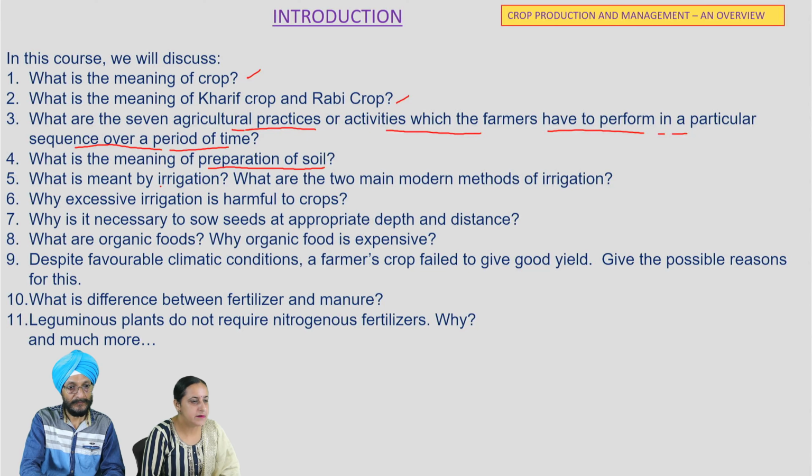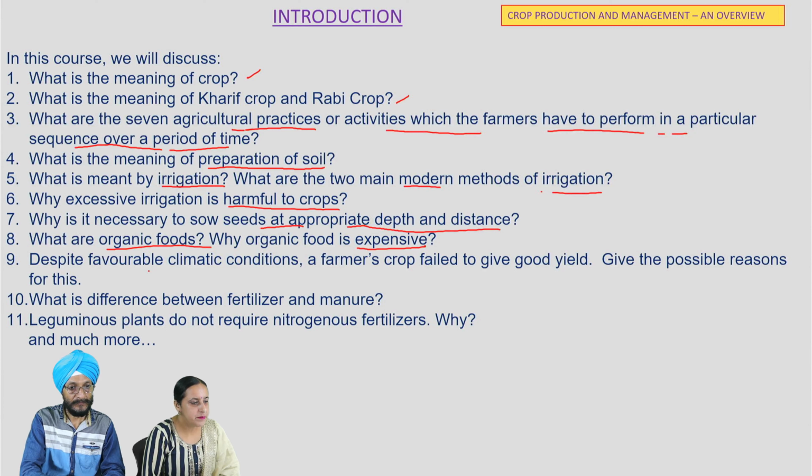Fifth, what is meant by irrigation? What are the two main modern methods of irrigation? Sixth, why excessive irrigation is harmful to crops? 7. Why is it necessary to sow seeds at appropriate depth and distance? Next, what are organic foods? Why organic food is expensive?